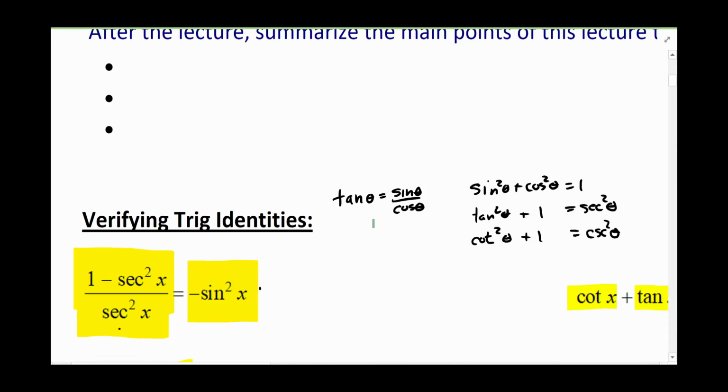Here is a tip. It's sometimes very handy to use other trig identities. Every time you see a tangent, you might want to convert it to sine over cosine. Or when you see any of these Pythagorean theorem varieties, use those identities to substitute.